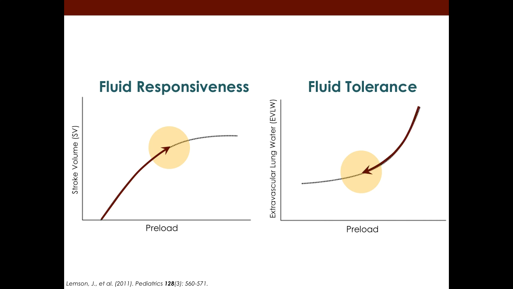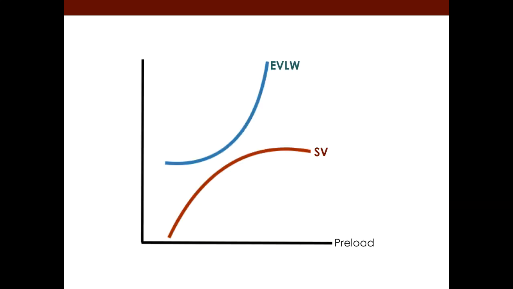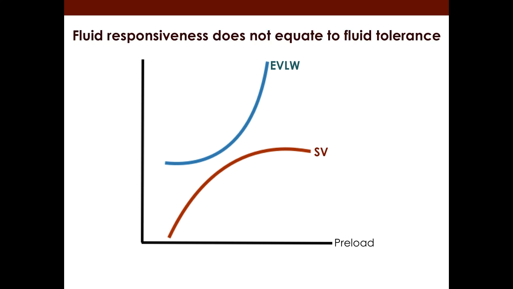And how the implications of all this play out, I think, really come together when you graph these two curves on the same graph. And the thing I want to highlight here is that fluid responsiveness does not necessarily equate to fluid tolerance. And it's really important that you don't conflate these two things. Let me show you why. So let's say this is our patient. We have their Starling curve in the red and their extravascular lung water curve in the blue and preload on our x-axis. All right, let's say we're at preload point A.